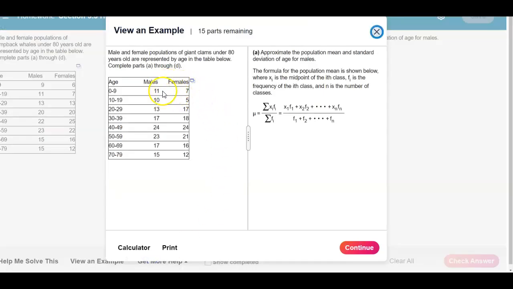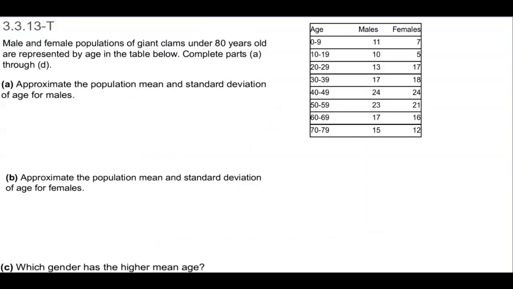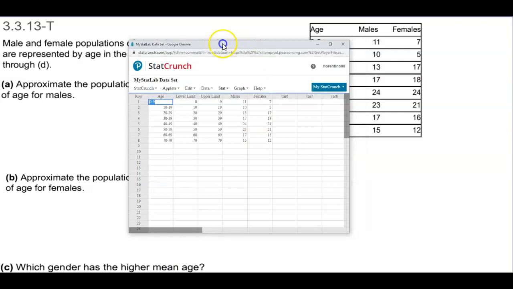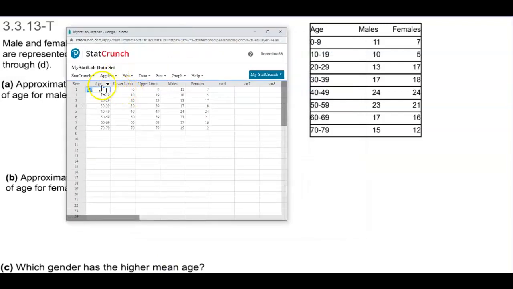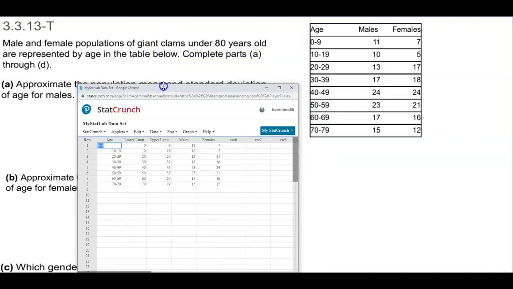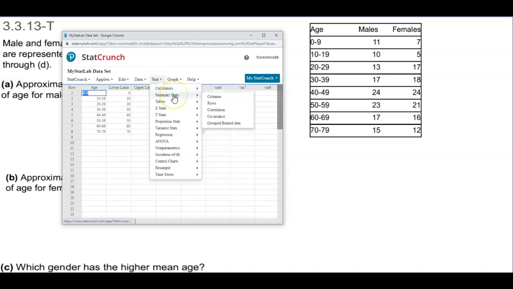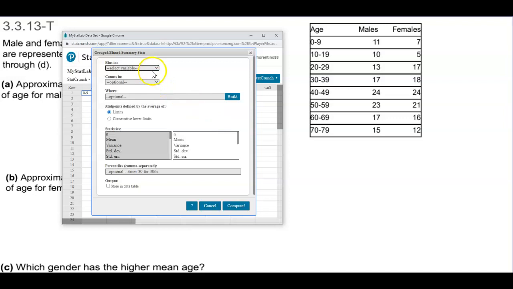We're going to open up this table in StatCrunch. So now we have our information. We have our age, we have the males, and then we have females. If we want to find the population mean and the population standard deviation for the males, we're first going to go to Stat, then select Summary Stat, and then go to Group Bin Data. The bins in is going to be the age, and the counts in is the males.